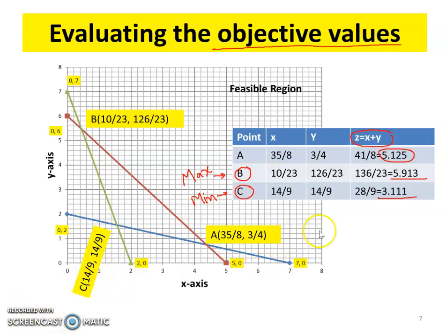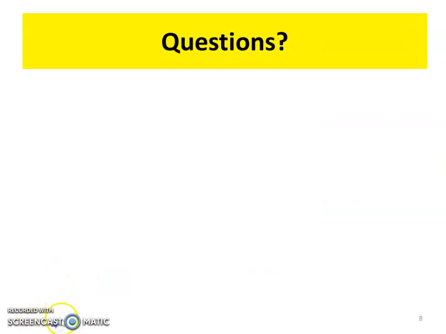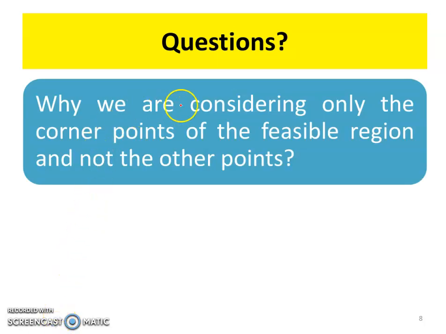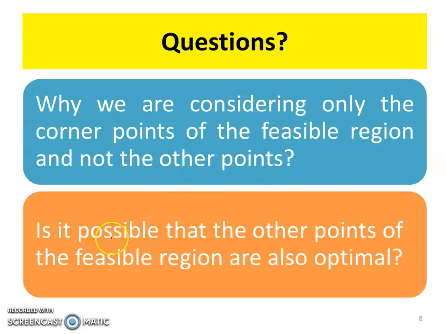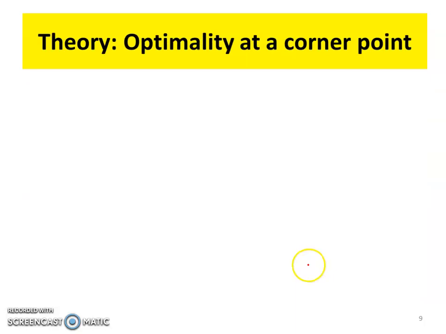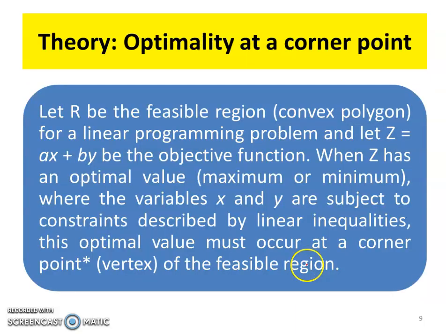once we have this objective value, we can see that the question is what are the points. Now the questions are: why are we considering only the corner points of the feasible region and not the other points? And is it possible that the other points of the feasible region are also optimal? To answer these questions, we have this optimality at the corner points.